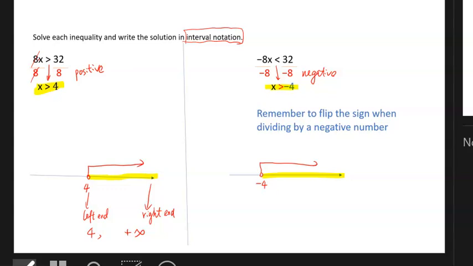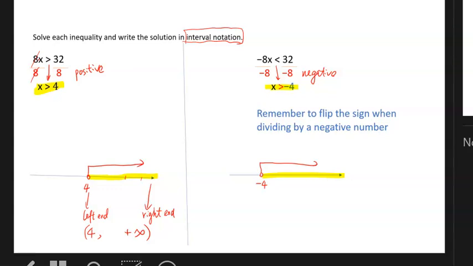Because as we move to the right, it gets bigger and bigger and bigger, like 100, 1,000, 1 million, 1 billion, 1 trillion. So it gets bigger and bigger, and we use infinity to represent the end. Okay, now we put them together in a pair of parentheses.